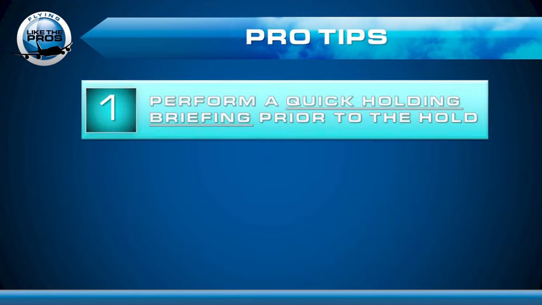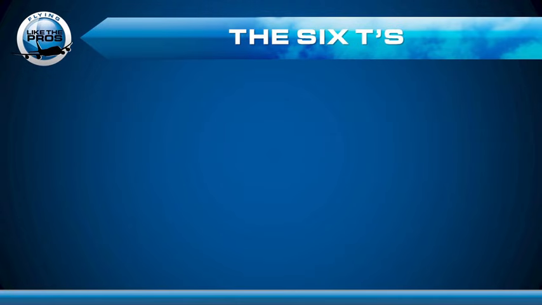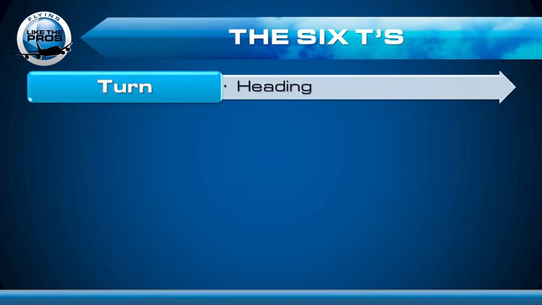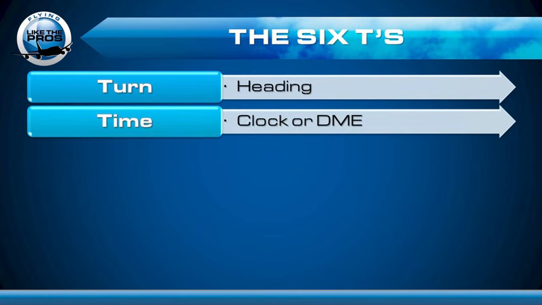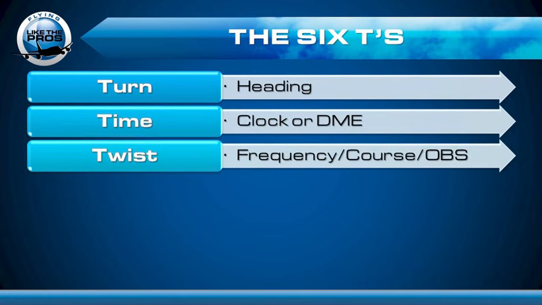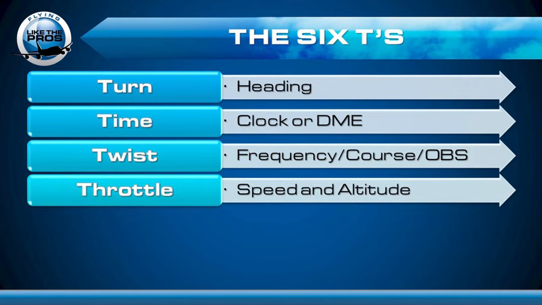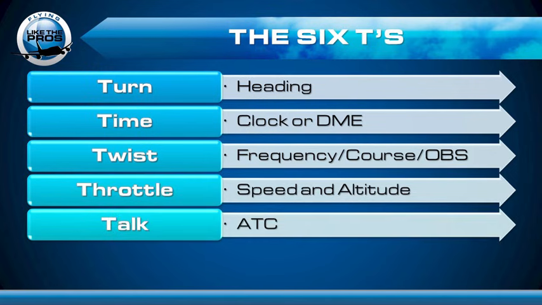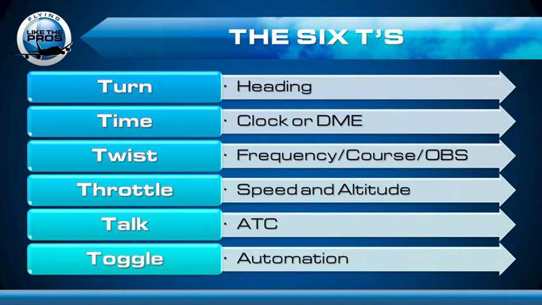Pro tip number 1 is perform a quick holding briefing prior to the hold. Now, you probably remember early in your instrument days of learning the technique of the 5 T's. Well, we actually call them the 6 T's, and I know it sounds like an entry-level procedure, but I've been on 747 flight decks where pilots are using the 6 T's to manage their hold. The first T being turn applies to heading, time is clock or DME, twist is frequency, course, and OBS, and we'll get into that. Throttle is speed and altitude. Talk is air traffic control. This is where you'll need to make your mandatory report. And toggle may be the new one that you haven't seen before. This is going to refer to automation.